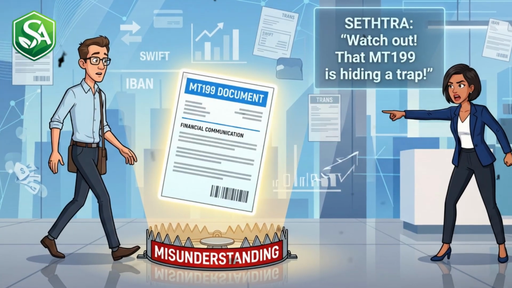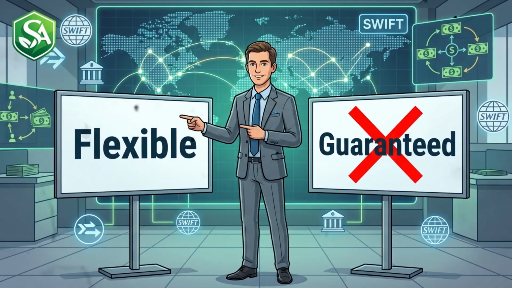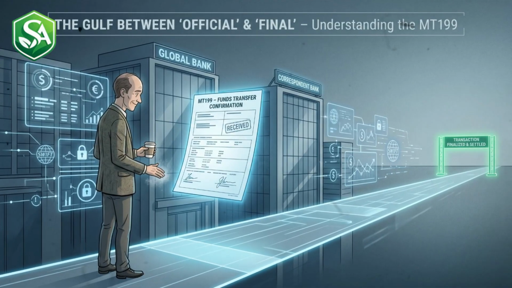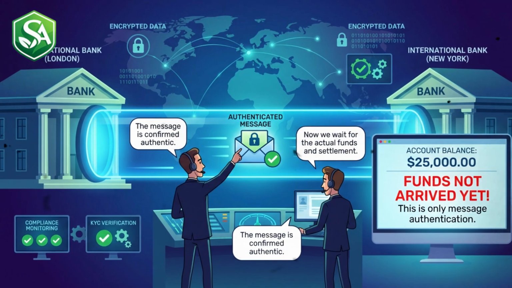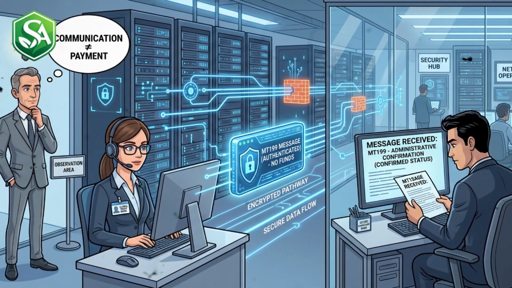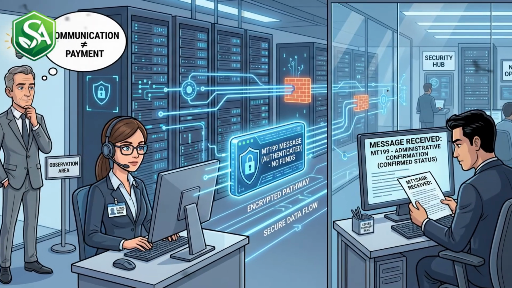This is the first major trap. Flexibility does not equal guarantee. A message can be official and still not be final. A message can be authenticated and still not mean money has arrived. A message can come through SWIFT and still only be communication.